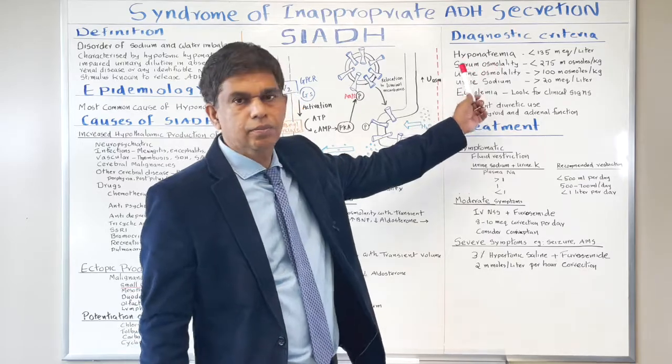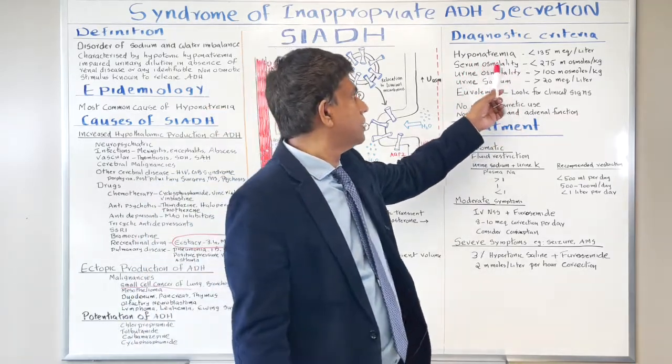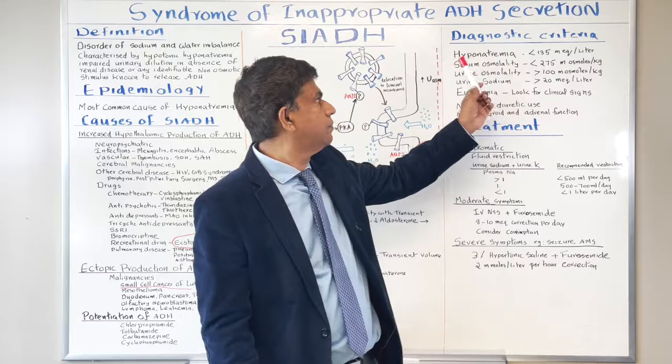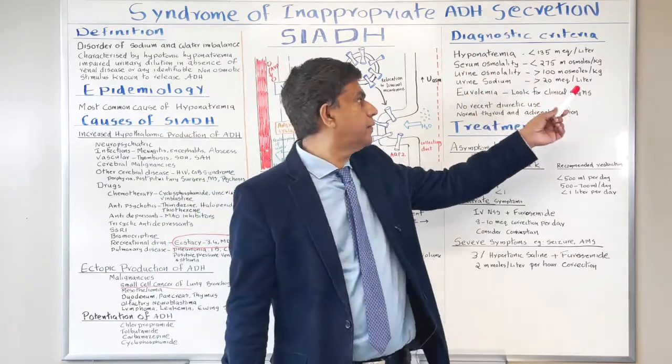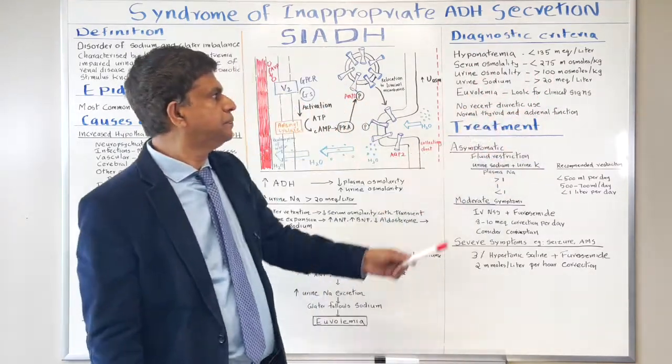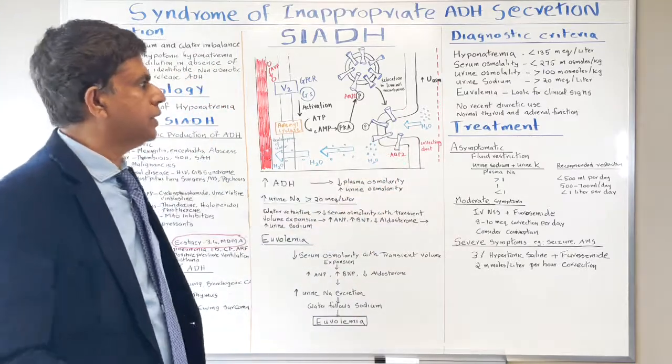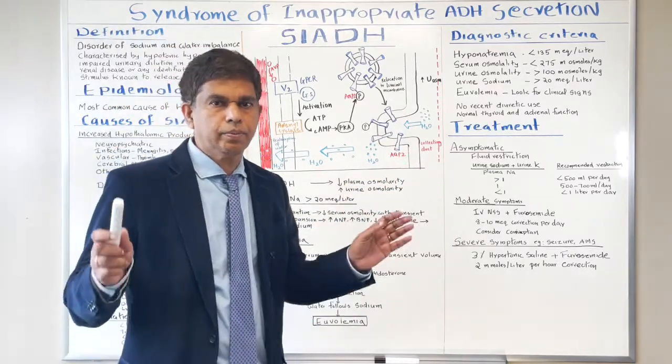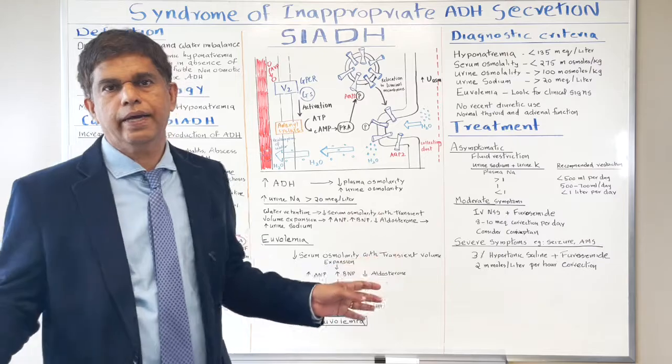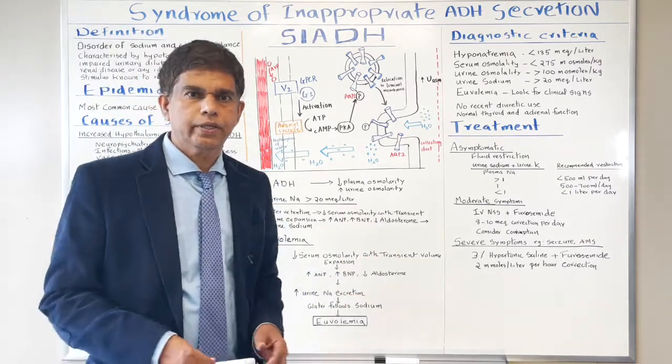You look at the hyponatremia less than 130. You look at the serum osmolarity less than 275. You look at the urine osmolarity greater than 100. Urine sodium greater than 20. And then you've got euvolemia; you look for the clinical signs and make sure the patient is not on a diuretic and does not have a thyroid or adrenal problem.